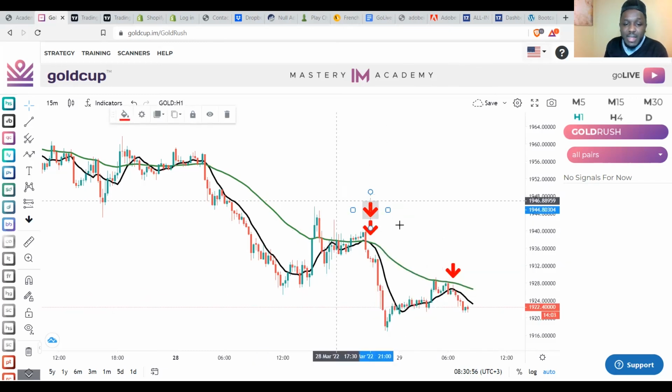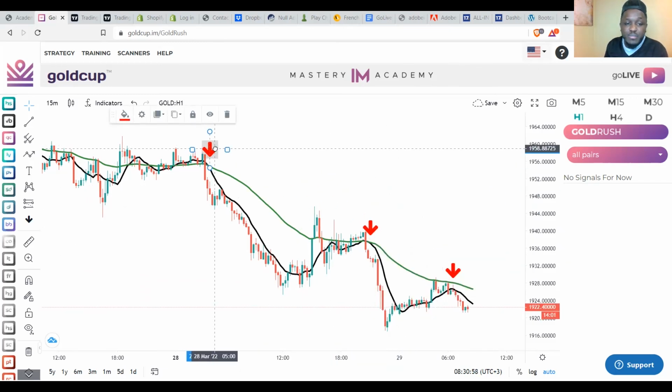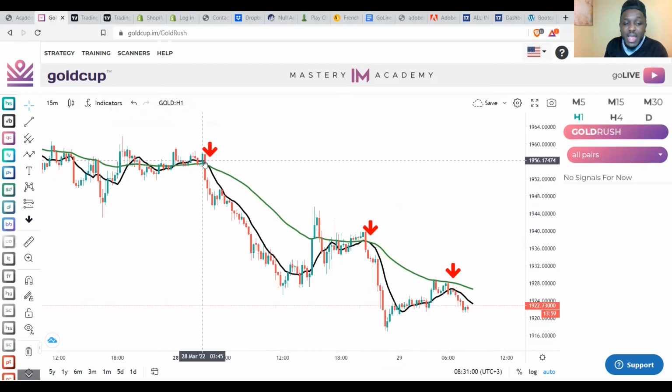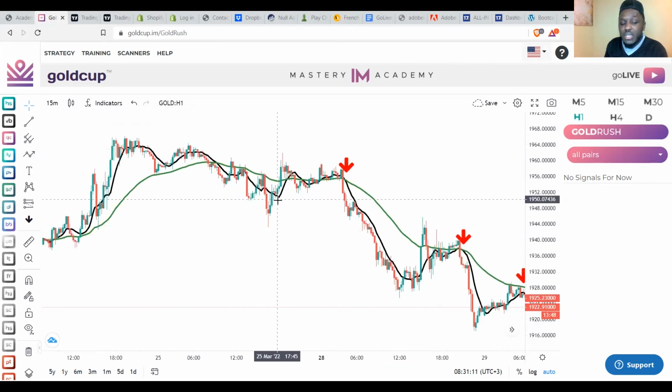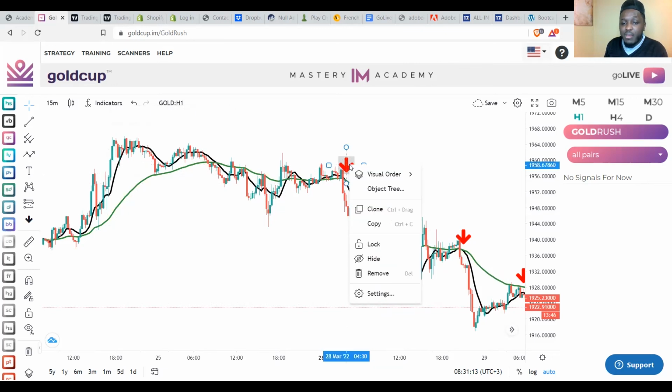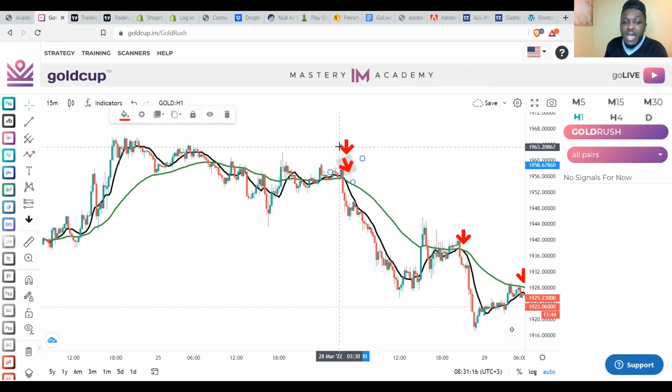We have another sell entry here. Why? The 9 crossed the 50 going downwards. So that would have been another sell entry in that position. And we are also in a downtrend. When you're in a downtrend, you will hunt for those sell positions.